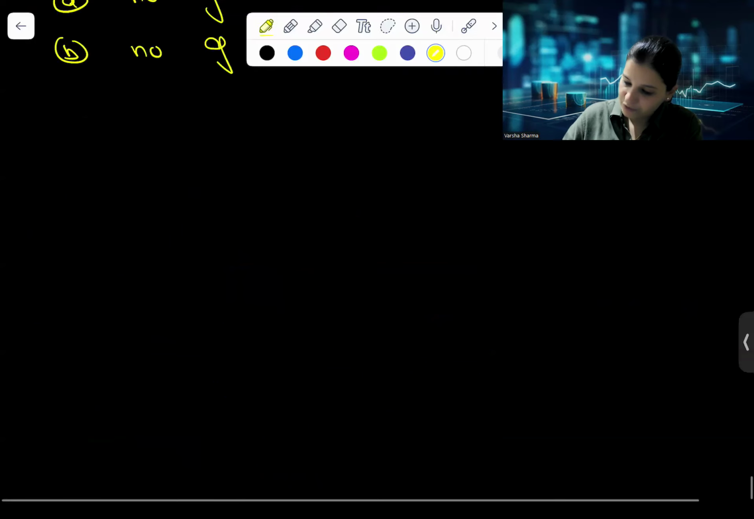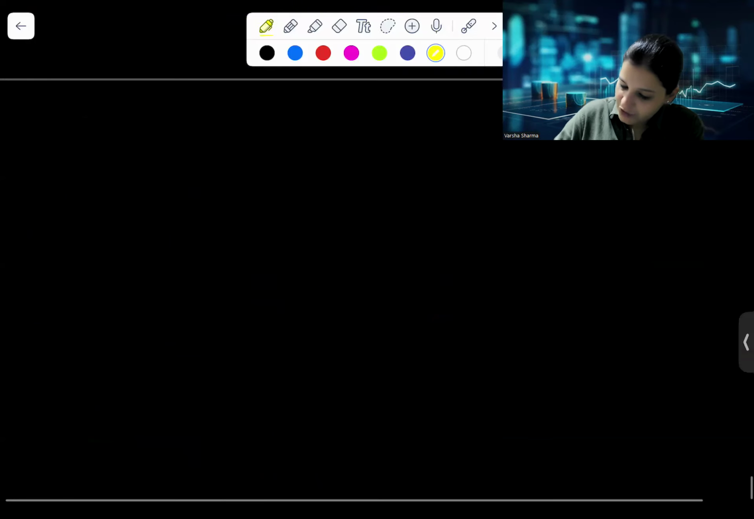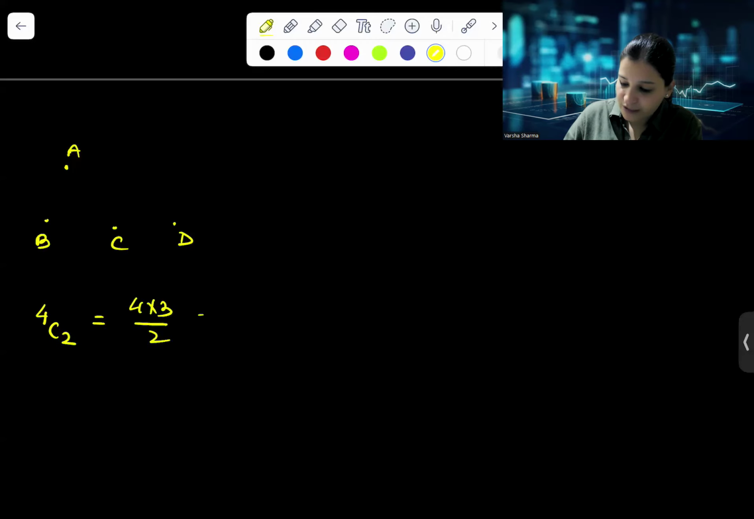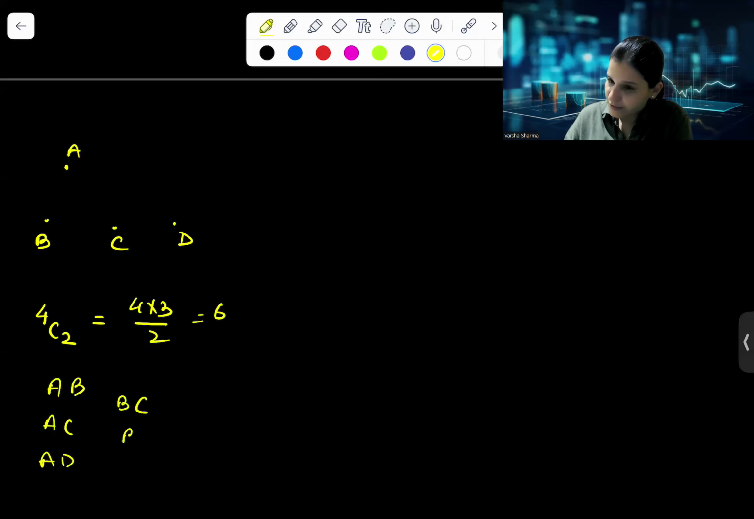Now imagine, I'll come back to this formula. Imagine I give you 4 points, A, B, C, D. And we know that out of 4, to make lines, we need 2 points. So 4 into 3 by 2, that is 6. So in total, there should be 6 lines: AB, AC, AD, BC, BD, CD.